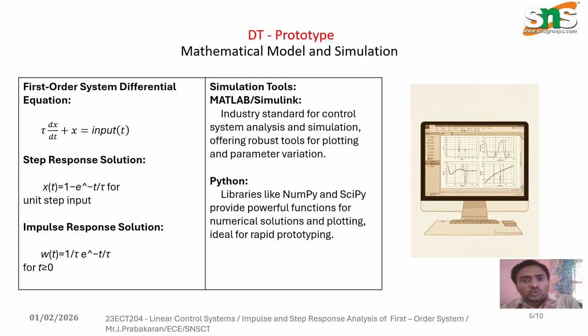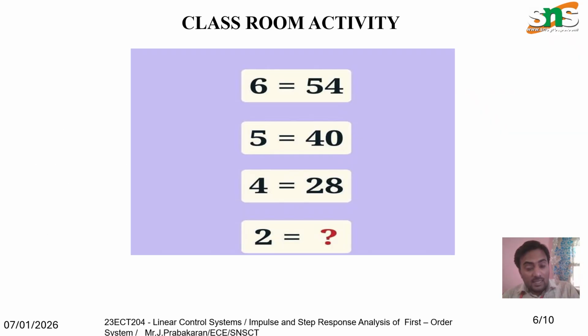Now, let me move to the mathematical modeling of first order systems. Using equations, we can represent system behavior and simulate it using software tools. Simulation helps us visualize how the system responds to impulse and step input, making theoretical concepts easier to understand. At this stage, we perform one small classroom activity. The puzzle question you can see on your screen. Your job is to find the value at the question mark position.